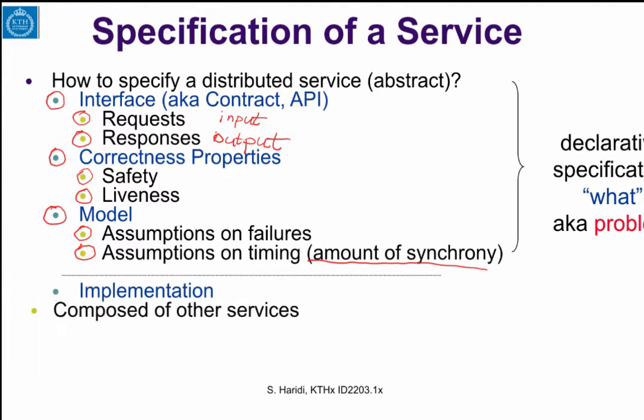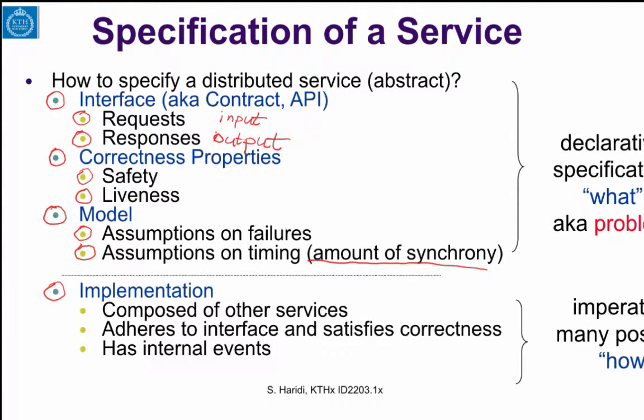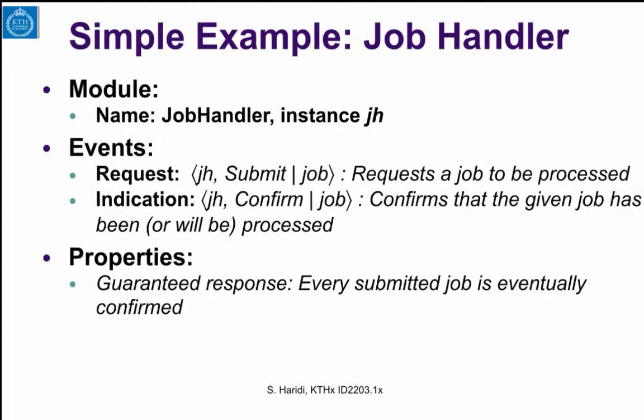Now we turn to how to implement a service. An implementation is done by saying how we do it, and that is the how part, the procedural or imperative part. How we design this service as composed of other services, how we make sure that this component adheres to the interface and satisfies the safety and liveness properties. And while doing this and specifying the component, what kind of internal events we are going to have and how they are going to be handled. As you will see, there are possibly multiple implementations of a service that satisfy the specification.